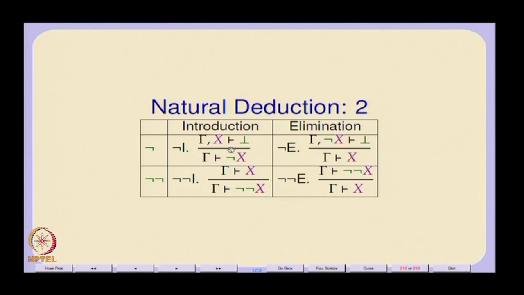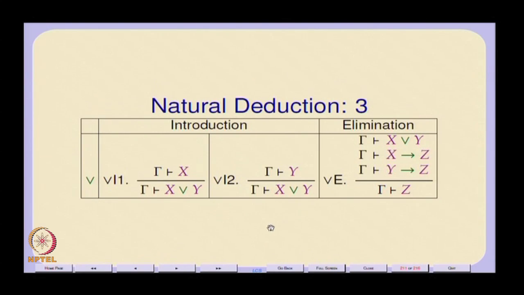So, if gamma, x proves bottom, then gamma proves not x. If gamma, not x proves bottom, then gamma proves x. And so you can see that they are not completely mutually exclusive. We are just filling up all the gaps in the pattern. So, this is the negation, double negation introduction and double negation elimination. We do need one of these at least.